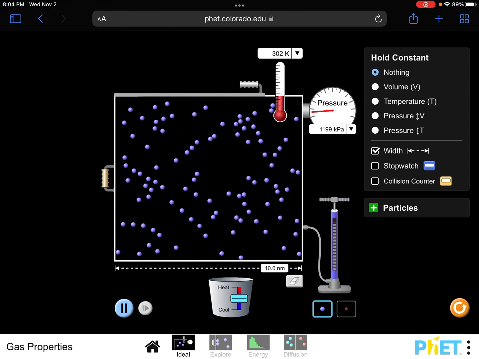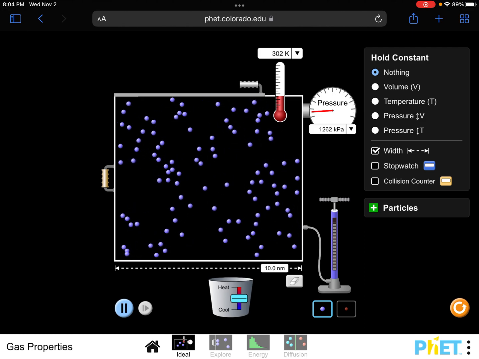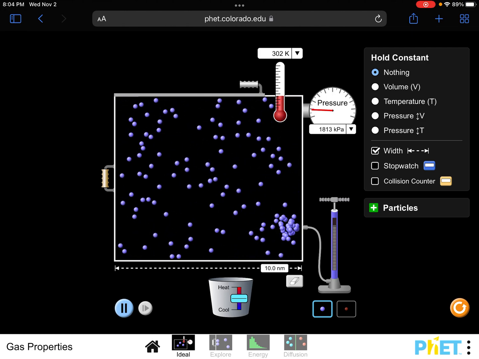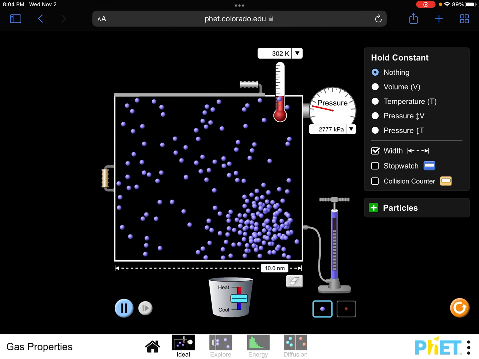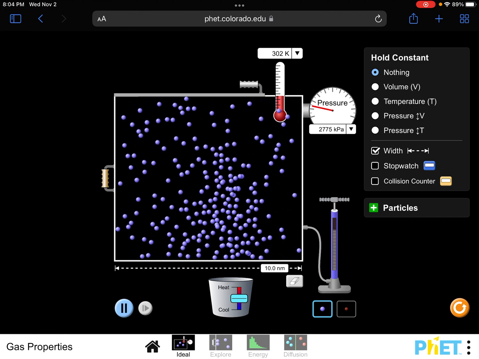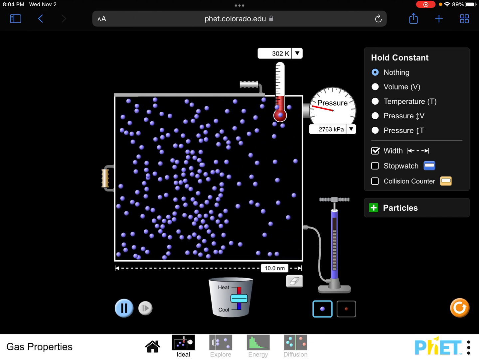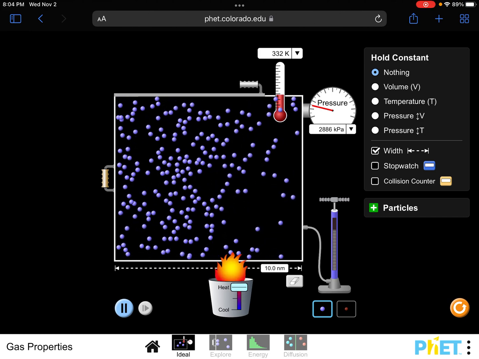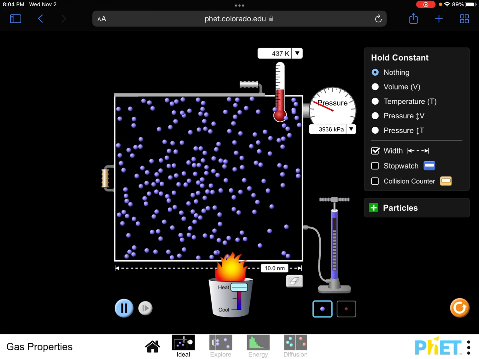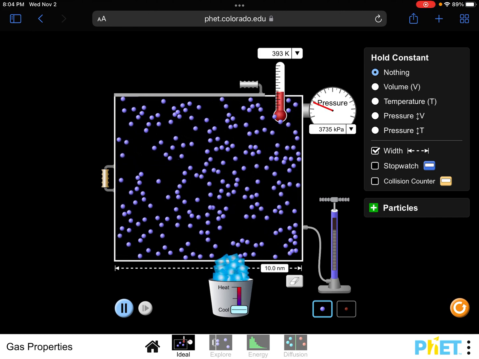I can also change the pressure by adding gas. So we can just pump in a little bit of gas there, and we get more pressure. I can also change the temperature. I can heat it. There it goes, going up and up. I can also cool it down.